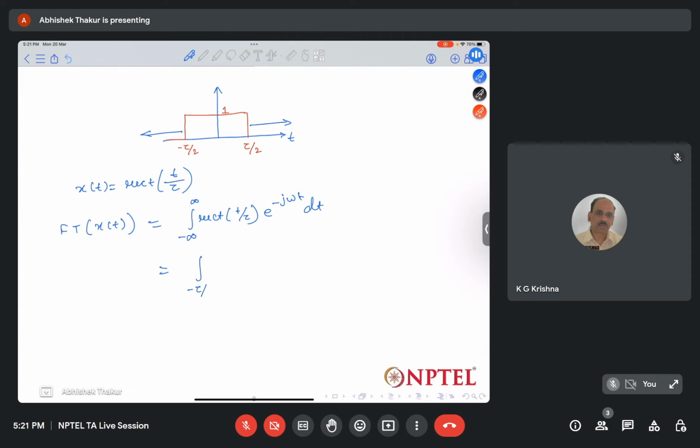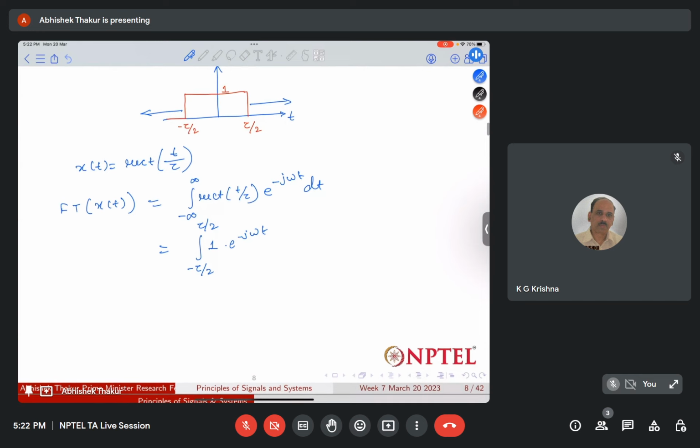So for only minus tau by 2 to 0 this will become 1 into e to the power of minus j omega t, and for 0 to tau by 2 also it is 1 only, so we can completely write it from minus tau by 2 to tau by 2 of e to the power of minus j omega t. So now we will get minus 1 by j omega e to the power of minus j omega t, evaluated from minus tau by 2 to tau by 2.